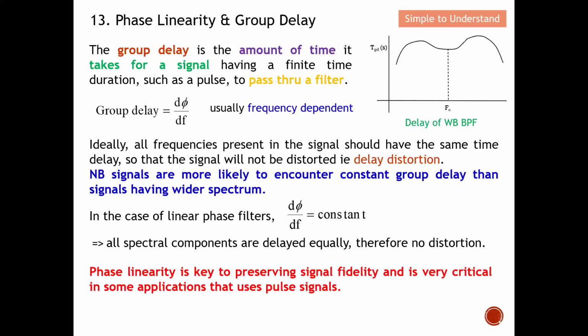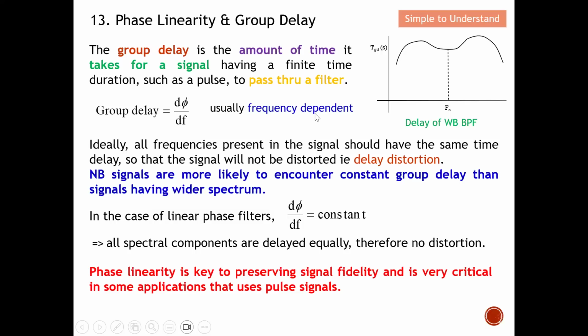Because you add an extra device in between, for example an amplifier and antenna, this definitely adds to the delay of the signal sent from the amplifier to the antenna. So this is what we mean by group delay. The group delay is the amount of time it takes for a signal having a finite time duration, such as a pulse, to pass through a filter. The formula to calculate the group delay is seen over here: change in phase over change in frequency. So it is usually frequency dependent.